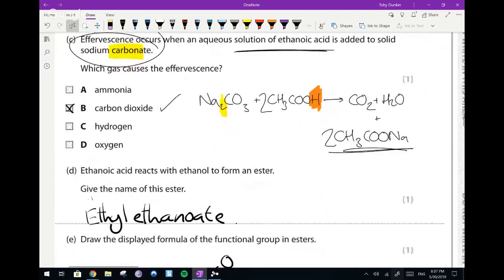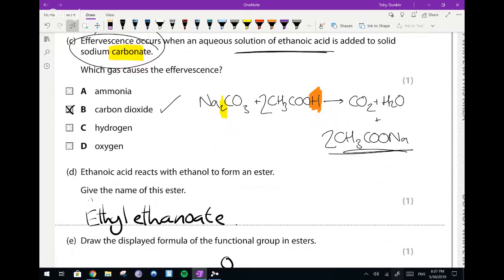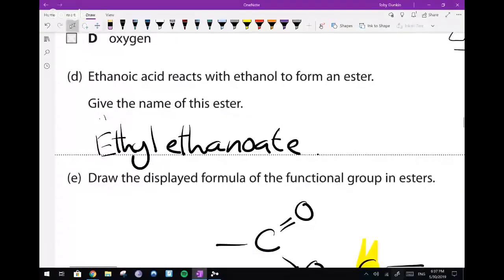So nice equation, definitely worth having a look at, because they could potentially give it to you. They could, of course, run you through the normal. How do you test for carbon dioxide? Bubble it through limewater, turns cloudy, white precipitate. How do you test for water? You test for water with anhydrous copper sulfate, white to blue.